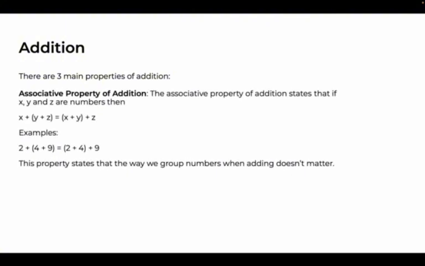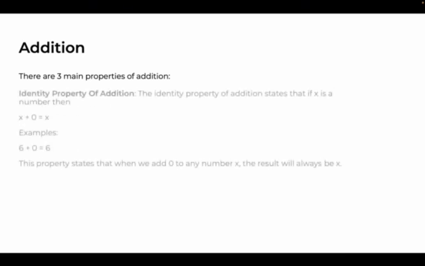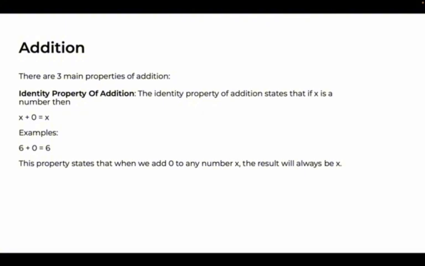We also have the associative property, which states that if x, y, and z are numbers, then x plus parentheses y plus z equals parentheses x plus y plus z. This property states that the way we group numbers when adding doesn't matter. And lastly, we have the identity property, which states that if 0 is added to any number, then the answer doesn't change.